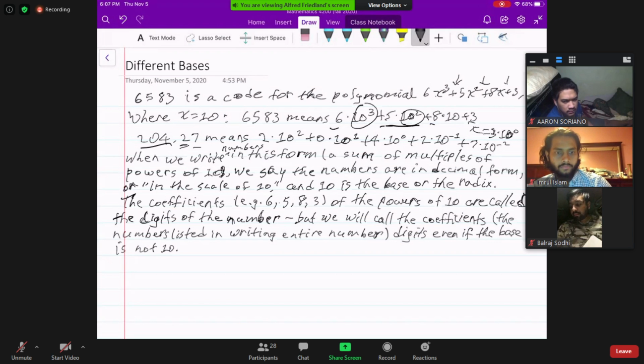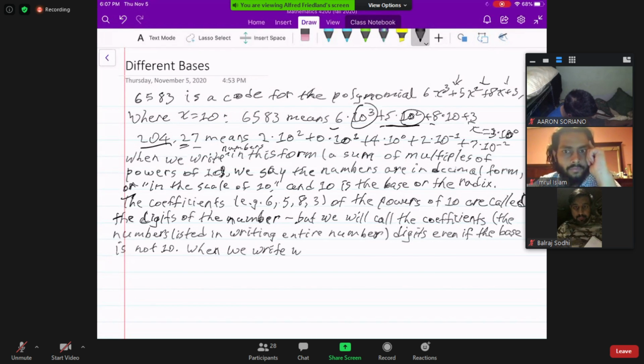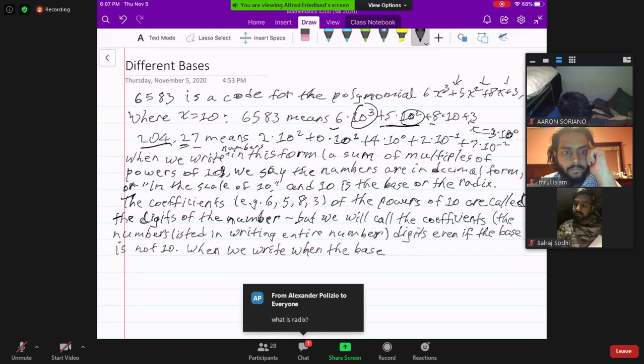So for instance, when we write a number, when the base, I'll call the base B, and the base has to be greater than 1.